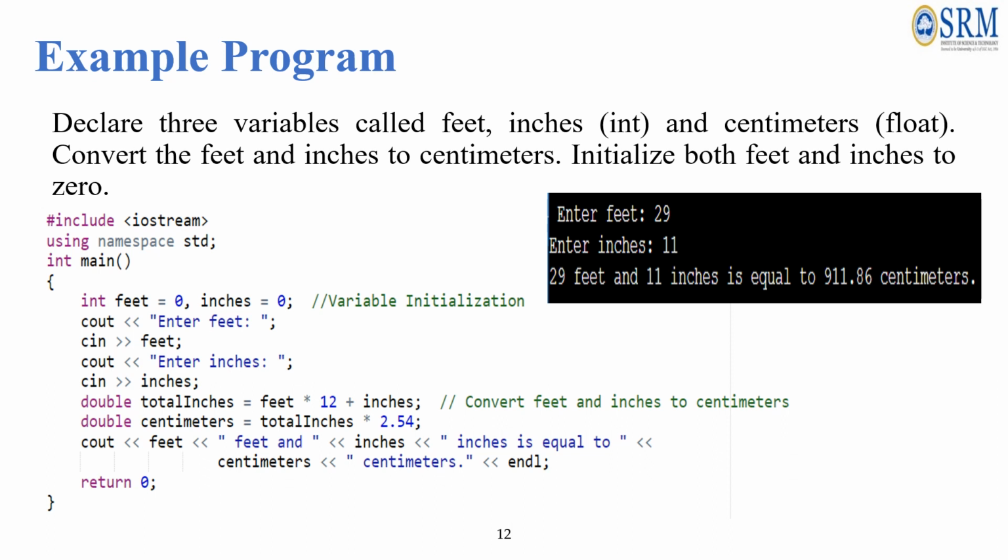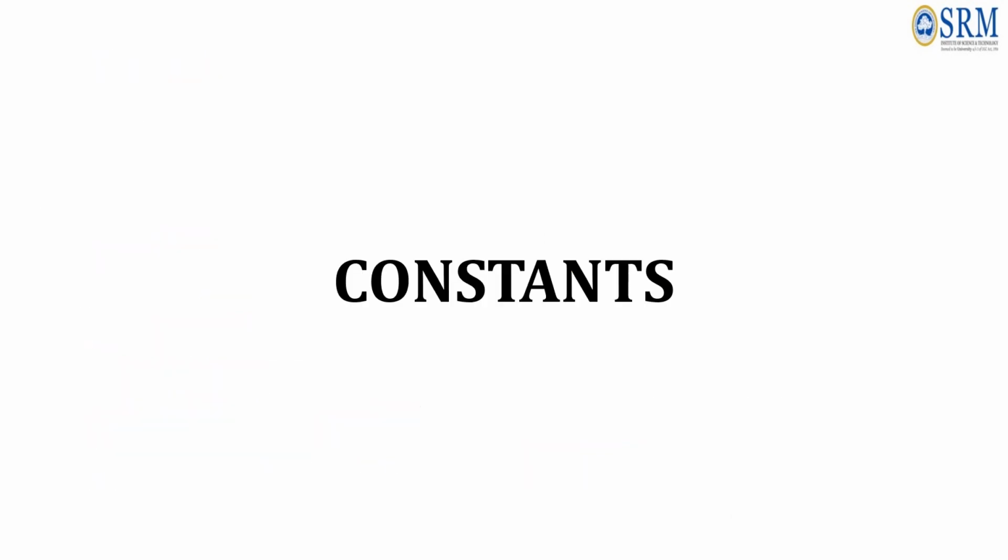After receiving the feet and inches from the user, both are converted to total inches and stored in the variable total inches. After converting the feet and inches to total inches, this is converted to centimeters by multiplying it with 2.54. Finally, we use cout to display the feet and inches, what they are equivalent to, and the centimeter value. So this is a simple example to show how feet, inches and centimeters are declared.